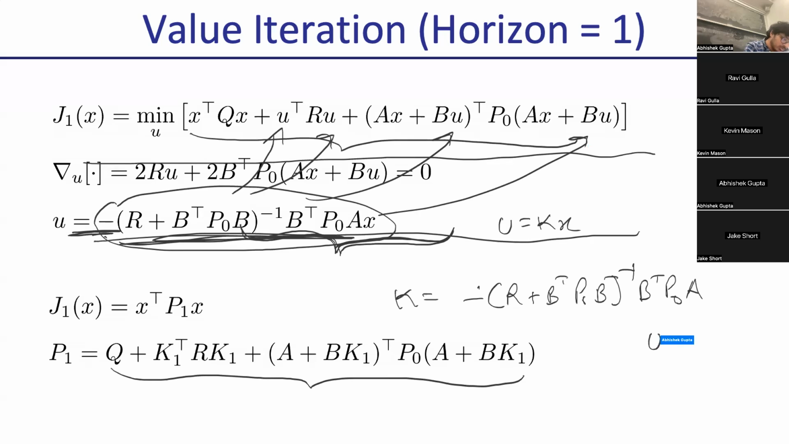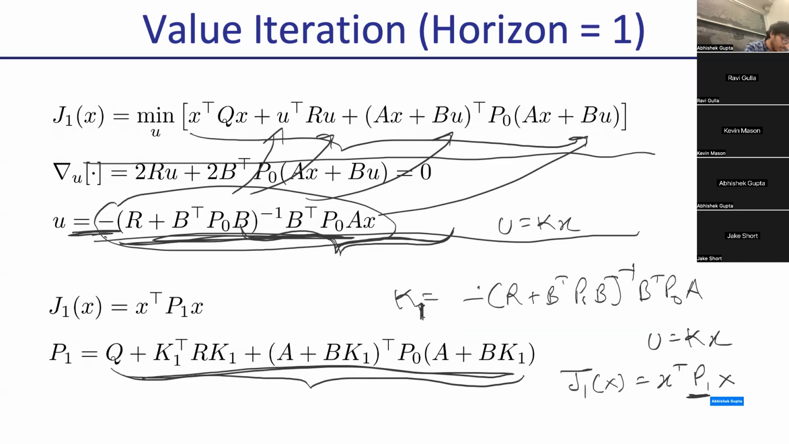The nice thing now is that U is equal to a linear function of X, and the cost is a quadratic function of X. So you can write this as your Ki, or K1 in this case. And then you can say that your cost one is a quadratic function, X transpose P1 X, where P1 is basically going to be this. It comes from the fact that your P's and Q's are positive. It's a good question.